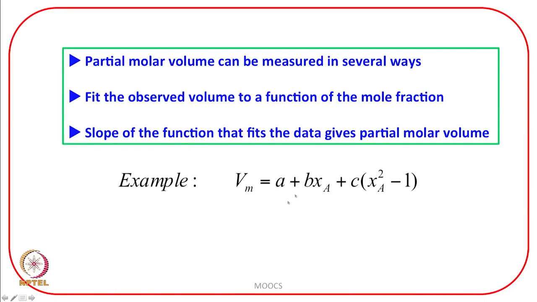As an example, suppose it is observed that the molar volume of a solution depends upon the mole fraction of the component A, and the mathematical function that fits the variation of volume is Vm = A + B xA + C xA², where A, B, C are constants. Then the way to determine the partial molar volume will be to take its derivative. Why with respect to xA? Because xA depends on nA. xA is equal to nA over the total number of moles. So, when you take the derivative of this, the partial molar volume will be B + 2C xA. So, this is the way to determine the partial molar volume.